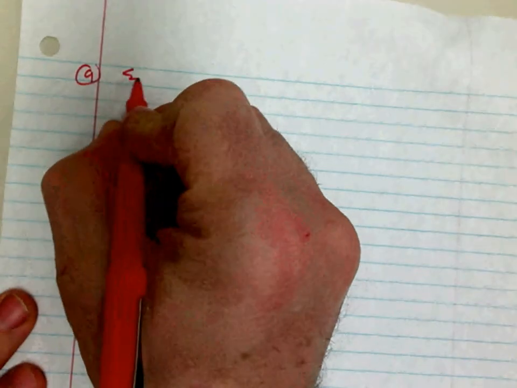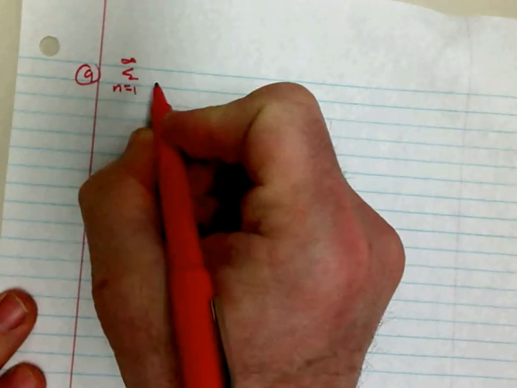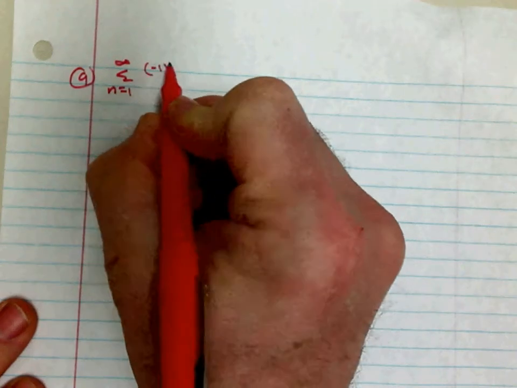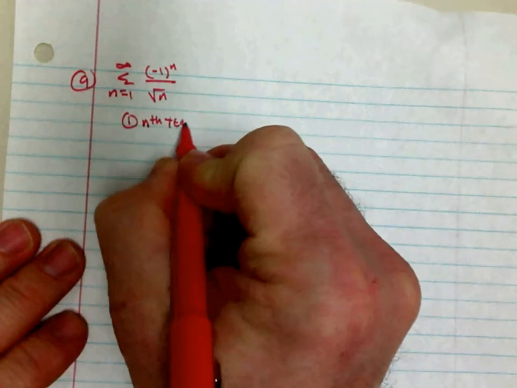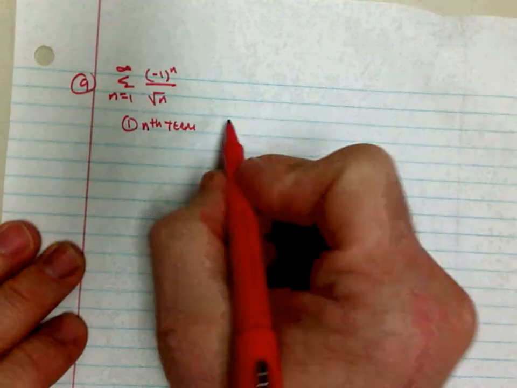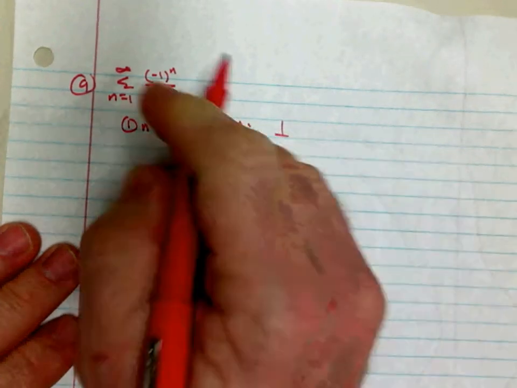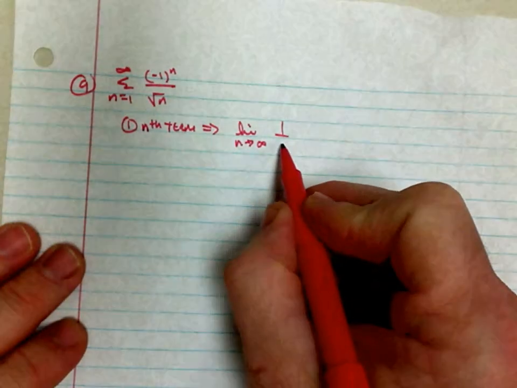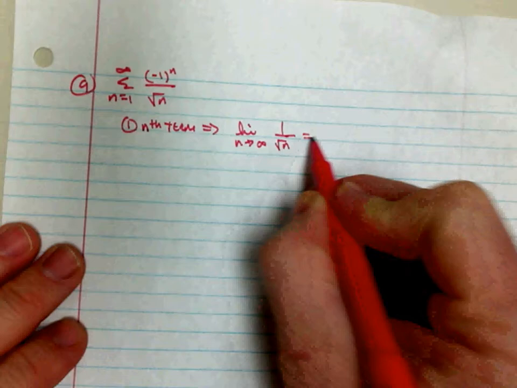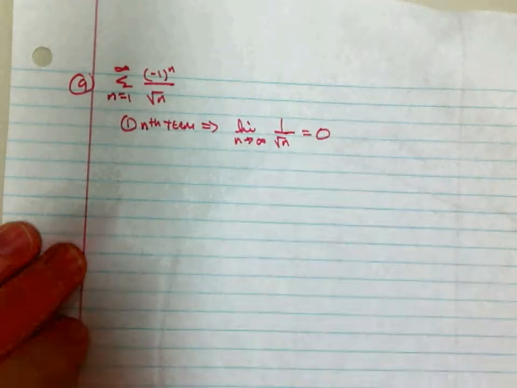In number 9, we have another sum that is alternating. It's the sum from n equals 1 to infinity of negative 1 to the n divided by the square root of n. Alternating series test. First step is to take a look at the nth term. Let's check this out. With that, we're looking at the limit as n goes to infinity of just the positive series, which then means we're just worried about this denominator, the square root of n, which is going to equal 0. First hurdle passed.